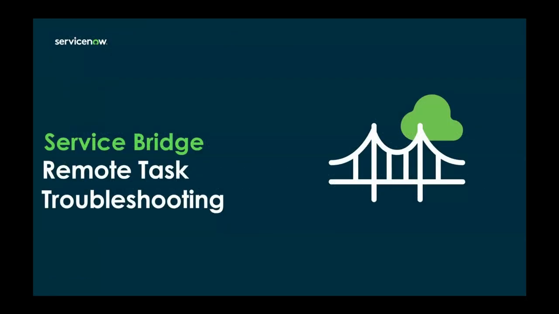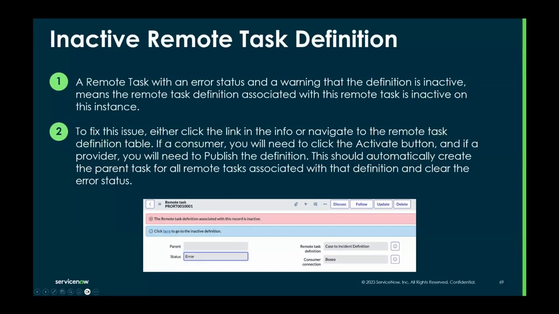So on to remote task troubleshooting. First thing is an inactive remote task definition. You will see some of these error messages on the remote task itself. In this case, you're going to have an error status and there's not any parent, and that's because the associated remote task definition is inactive. This could be on the consumer instance, where they haven't activated that remote task definition, and so it's not going to process the record over on the other side.